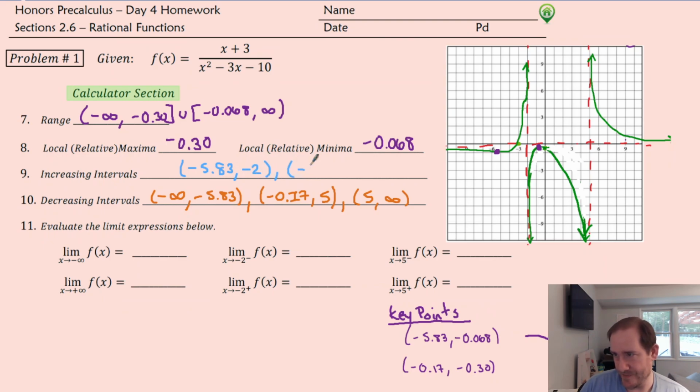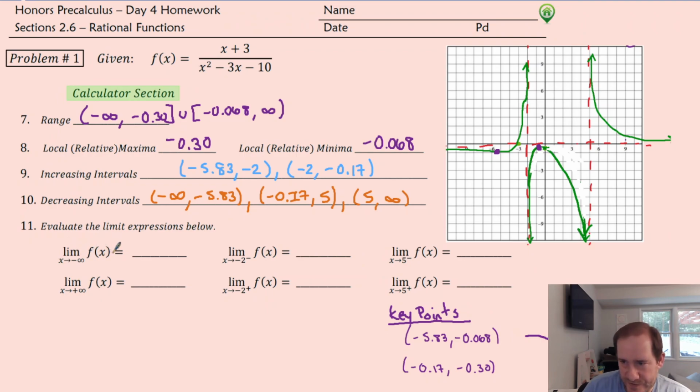Then we'll increase again on the other side of negative 2 until we get to this local max, which was at negative 0.17. And that's it. So that's those. And then the limit stuff should be a piece of cake, I hope.